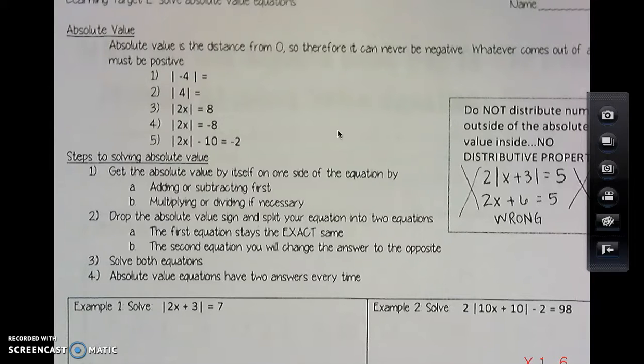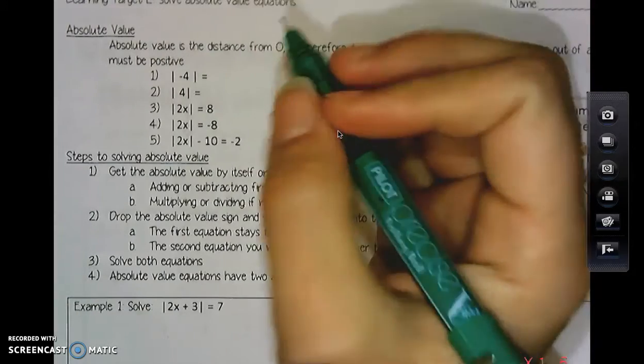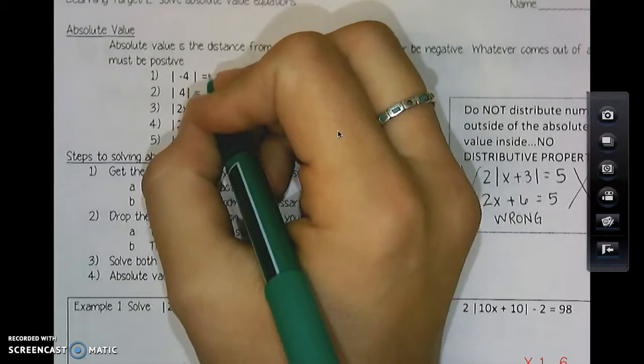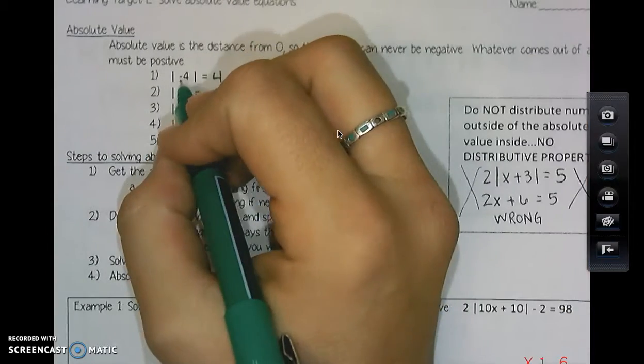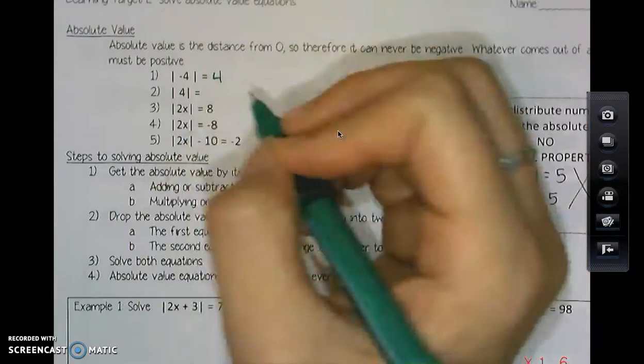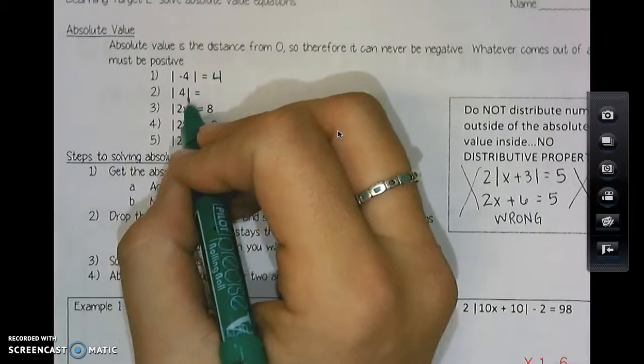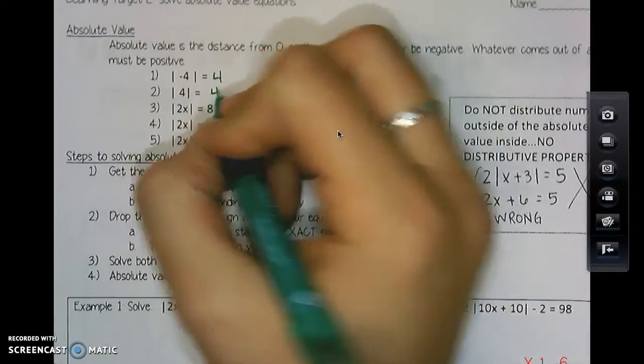So absolute value we've talked about is the distance from zero on a number line. So absolute value can never be negative. So just remember, it can never be negative. So for example, the absolute value of -4 is just 4 because we are 4 units from zero on a number line. And likewise, absolute value of 4 is also 4.